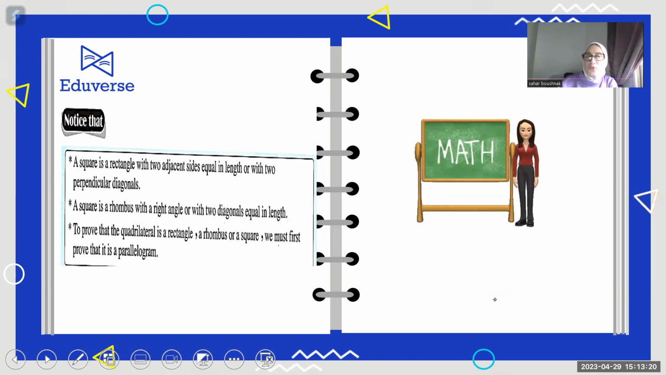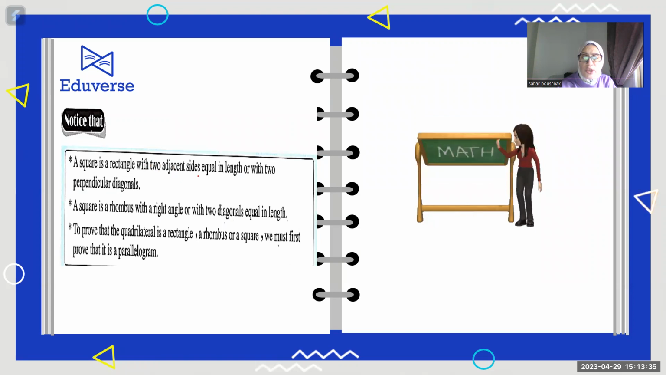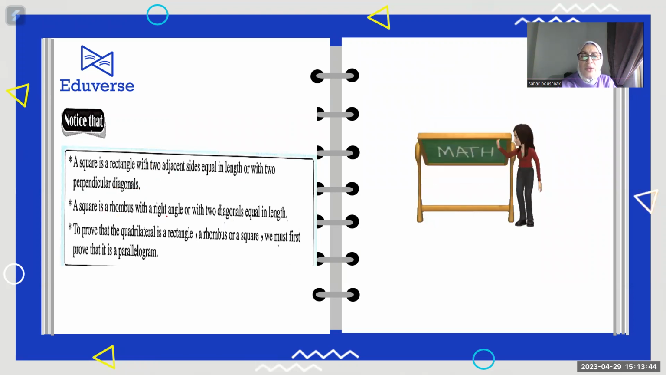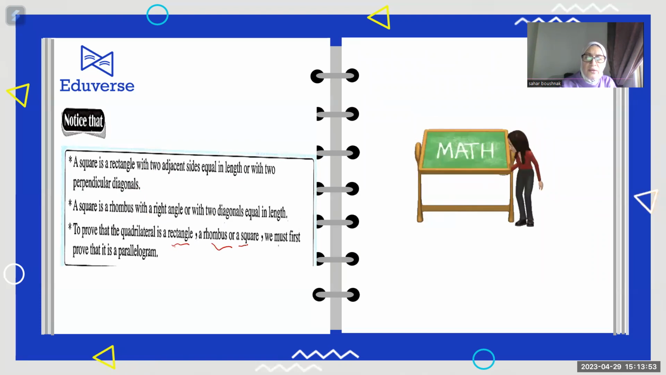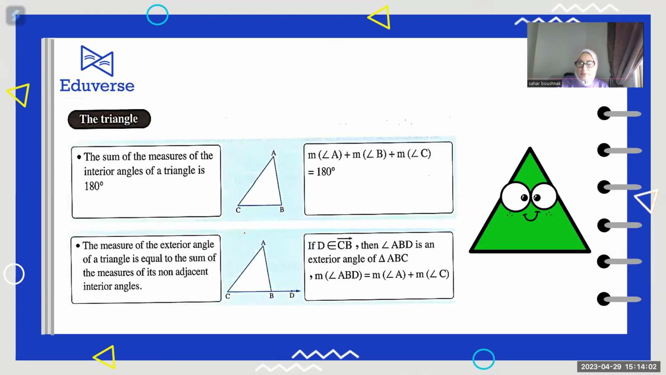Remember, I cannot prove any shape is a square or rectangle or rhombus without first proving this is a parallelogram. And also we have this definition for the square: a square is a rectangle with two adjacent sides equal in length, or I can say with perpendicular diagonals. And also a square can be a rhombus with a right angle, or I can say a rhombus with two equal diagonals. And also don't forget, if I want to prove any special case of the shape, rectangle, square, rhombus, in the beginning I must prove this quadrilateral is a parallelogram first.